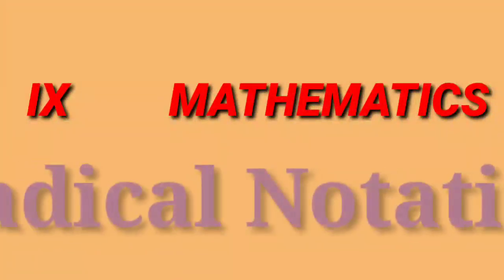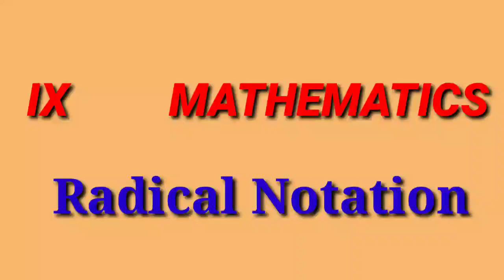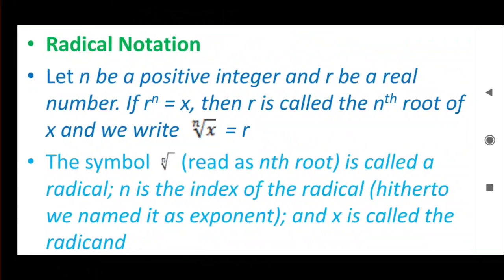Today in our class we are going to see the topic radical notation. Let n be a positive integer and r be a real number. If r power n is equal to x, then r is called the nth root of x, and we write nth root of x is equal to r. The symbol nth root, is called a radical, and n is the index of the radical.